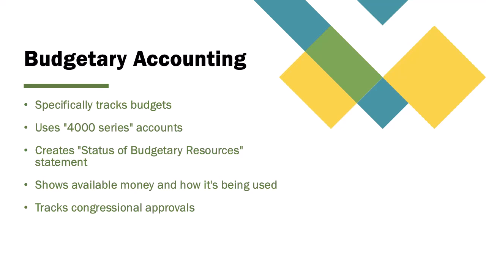Also know that the 4000 series are self-balancing. So when you add all the 4000 series accounts together, they should net to zero. If they don't, you've got an issue. You've got to figure that out. And with this information, we're able to show, track, and communicate with Congress how much budget we were given, what our budget authority is, how much we have spent, and what the status is. Do we have amounts obligated, unobligated, unexpired, expired? All those nuances, we're able to track with budgetary accounting.